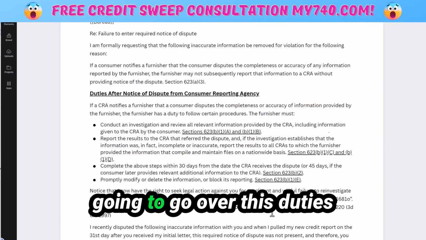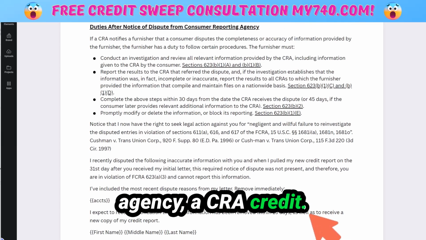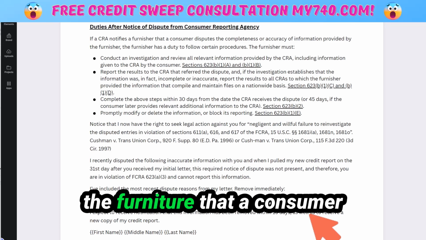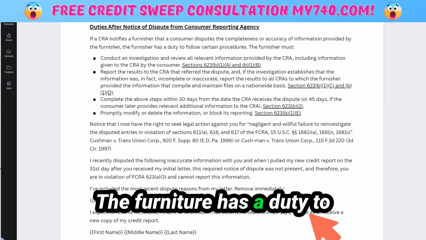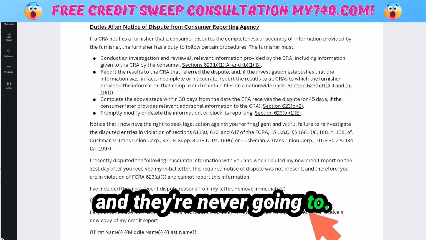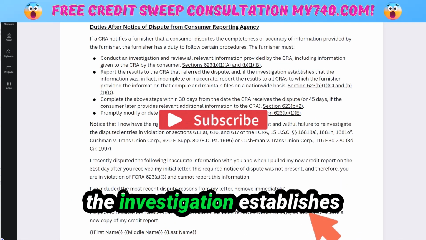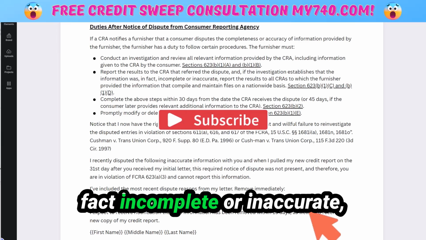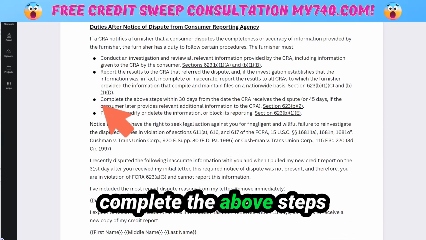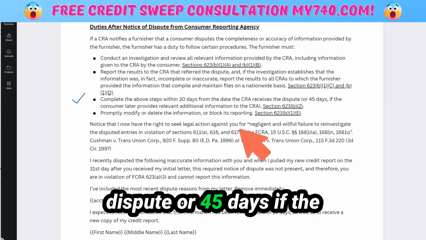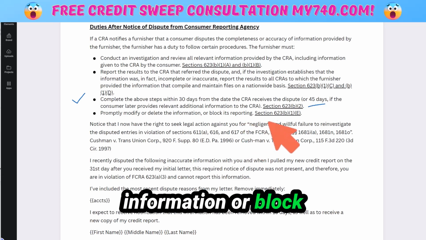Okay, let's scroll down. We're going to go over this. Duties after notice of dispute from consumer reporting agency. A CRA, credit reporting agency, notifies a furnisher that a consumer disputes the completeness or accuracy of information provided by the furnisher. The furnisher has a duty to follow certain procedures, and they're never going to. The furnisher must conduct an investigation, report the results to the CRA that referred to the dispute, and if the investigation establishes that the information was, in fact, incomplete or inaccurate, report the results to the CRAs that maintain files nationwide. Complete the above steps within 30 days from the dispute, or 45 days if the consumer provides additional information to the CRA. Modify or delete the information or block its reporting.